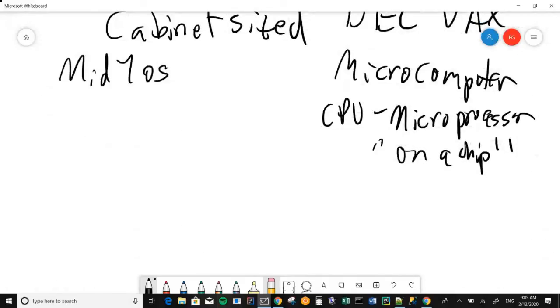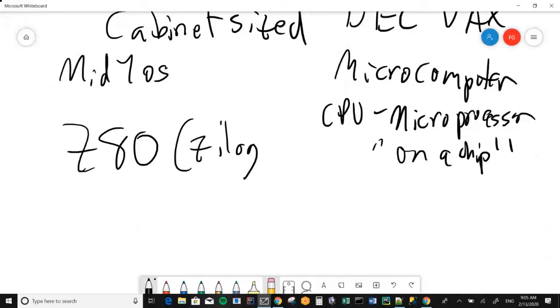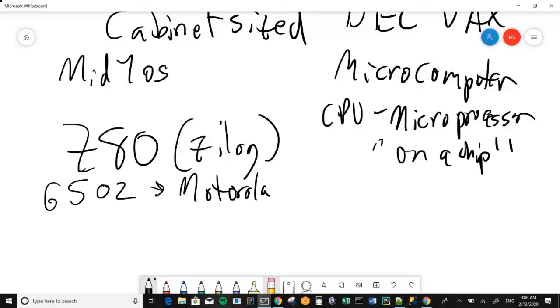So let's talk about some of the microprocessors that were popular during this time. One was the Z80. That was made by the Zilog Corporation. Another popular CPU of that time was the 6502. Closely related to this was a family of processors from Motorola. 6502 was from MOS Technologies. Motorola included the 6811 during this time period.